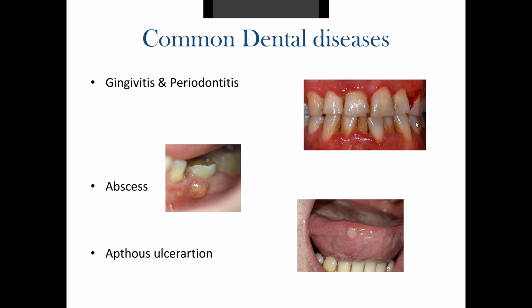The next photo we see is about an abscess. It's a small boil in the gums next to the broken tooth. It is a form of a chronic infection. Treatment is root canal of the affected tooth or extraction.